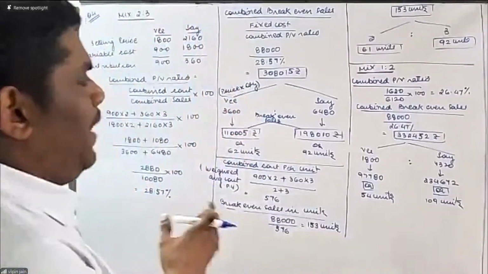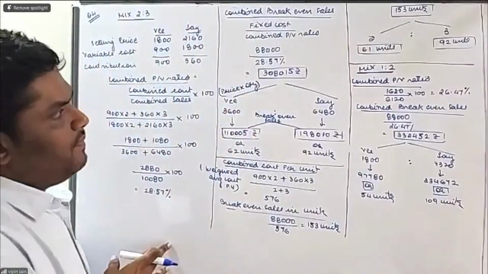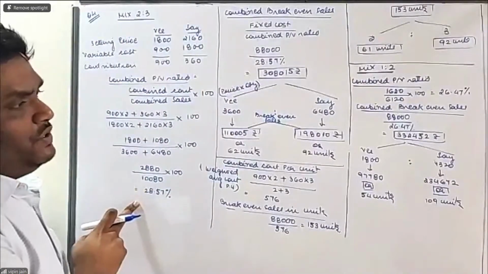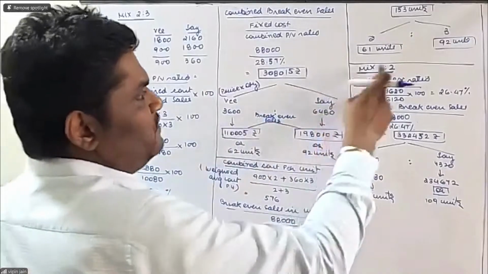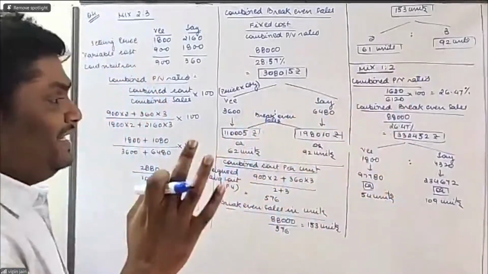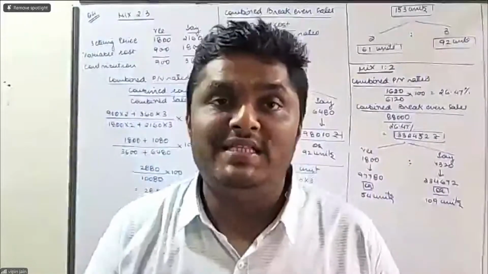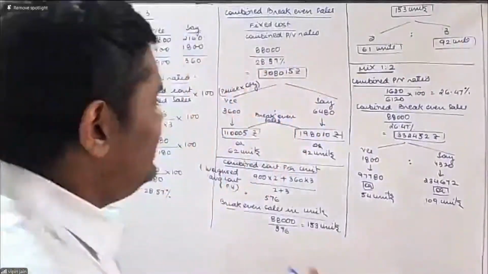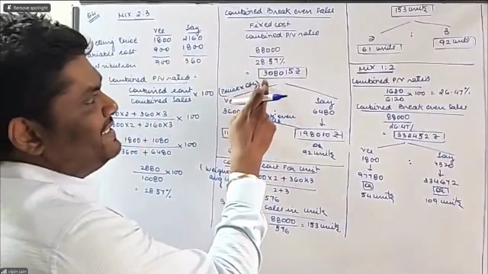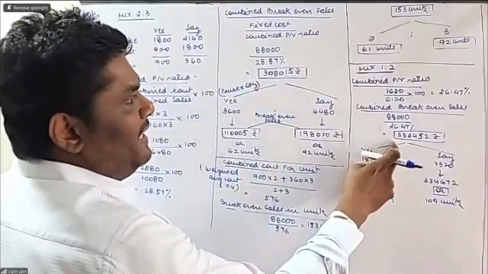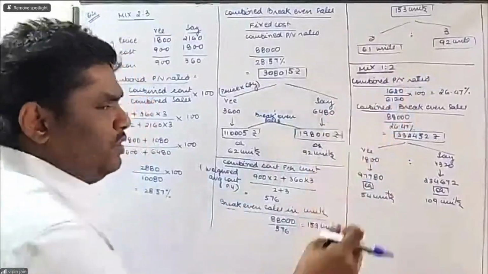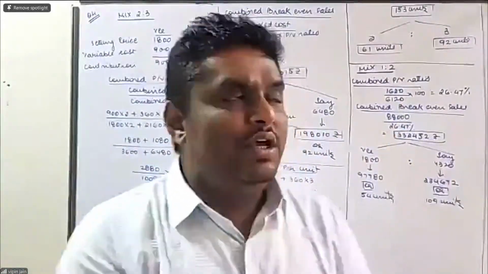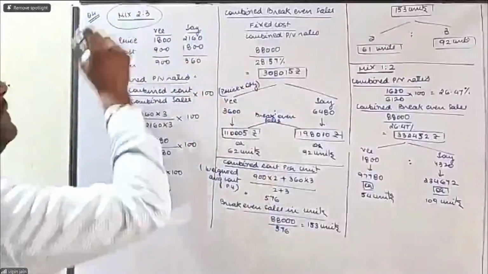So now see, while comparing the mix, if the mix is 2:3, my PV ratio is 28.57, but if the mix is 1:2, my PV ratio is 26.47. So the mix with the higher PV ratio is profitable for the company. Further, what we can see is, the break-even sales is less as compared to the break-even sales in case of 1:2. So herein the PV ratio is high and the break-even sales is less. So that's why this mix is recommended.